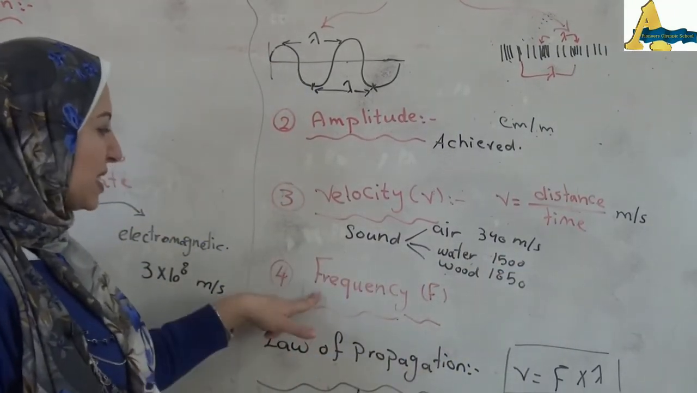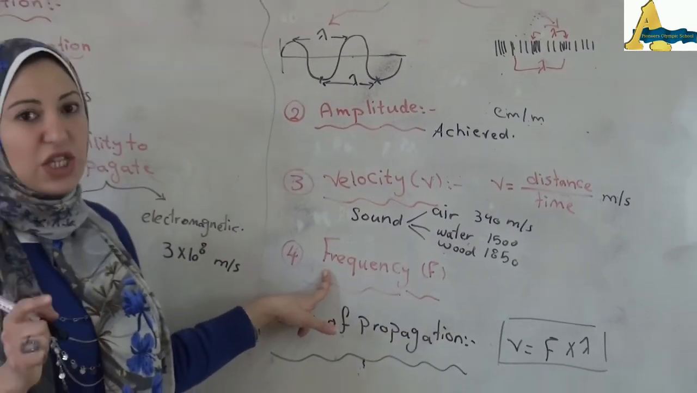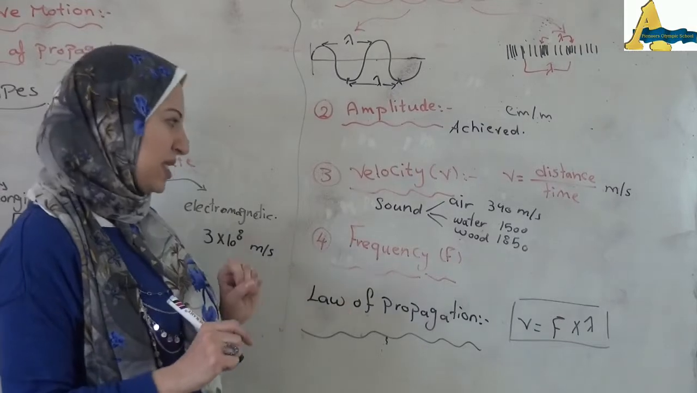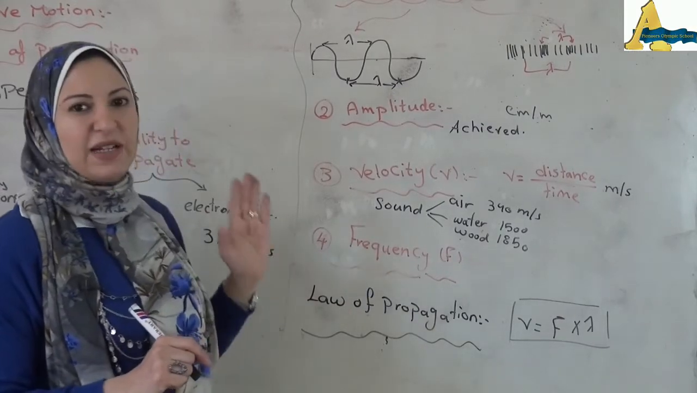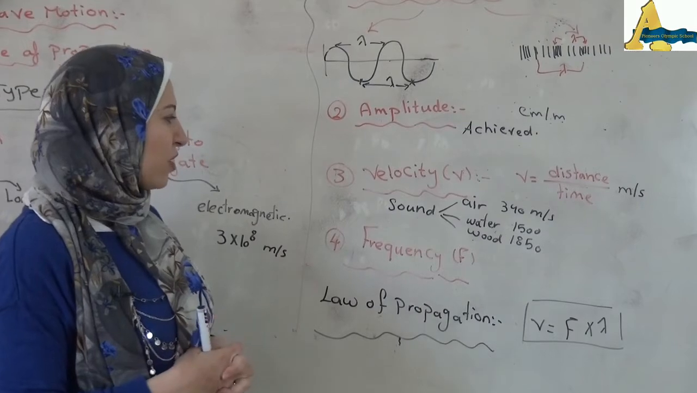Number 4, frequency. As we said in oscillatory motion, it was the number of complete oscillations in 1 second. Here it will be the number of waves produced in 1 second. It's also measured in hertz, kilohertz, megahertz, and gigahertz. These are the multiples of the frequency.